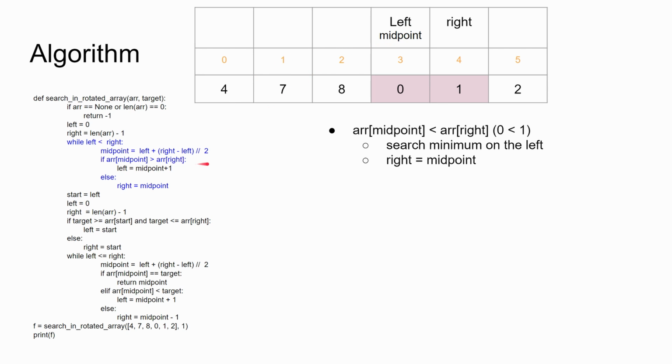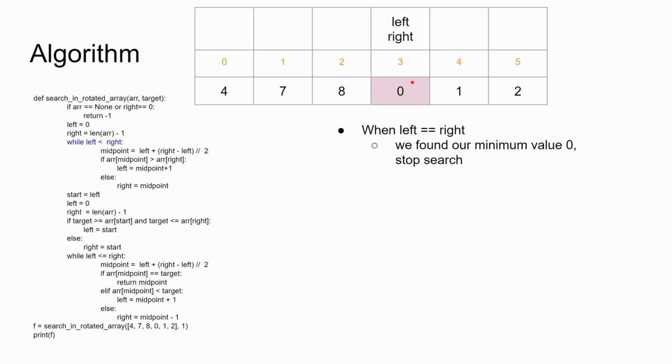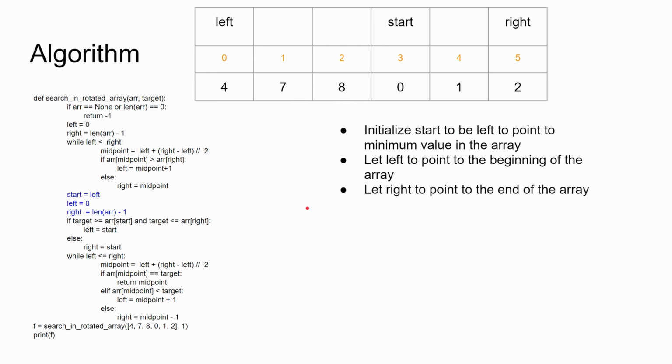And then because array midpoint is not bigger than array right, which is because 0 is smaller than 1, it will keep searching on the left by making right equal to midpoint. Now that right is midpoint, left is not smaller than right anymore, and when left is equal to right, that means it has found the minimum value, which is 0 in this case, so it stops the search. And initialize start to be left, to point to the minimum value in the array.